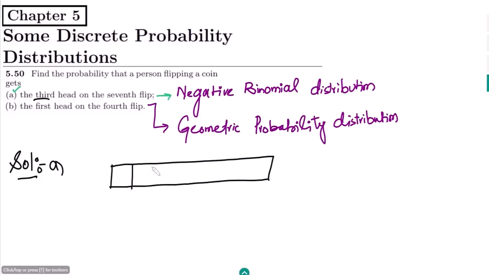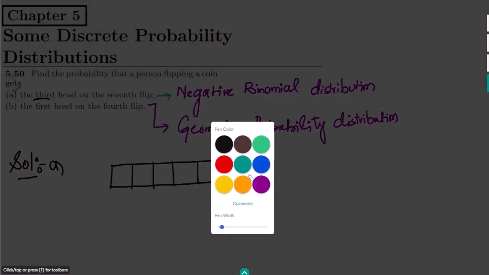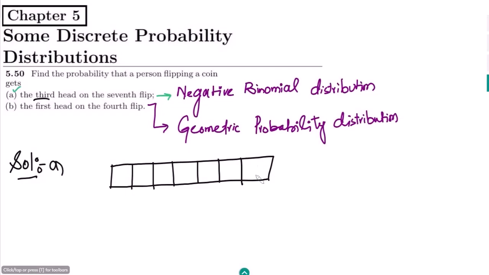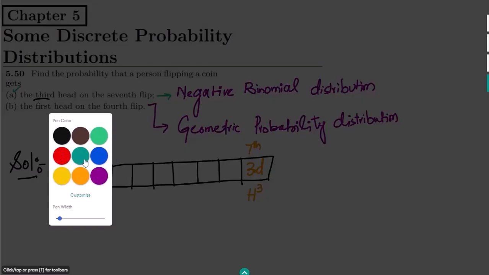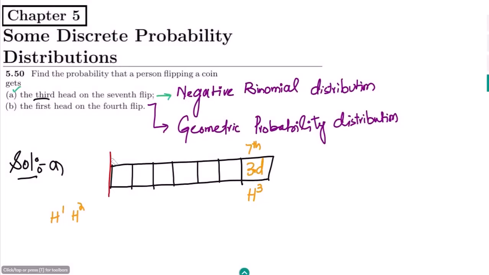So it has 1, 2, 3, 4, 5, 6 and 7 slots. This is the 7th slot here, and here we have got our third head. Let me call it H3. So H1 and H2 will be somewhere in these 6 slots. Let me represent them with this. So these are the remaining 6 slots.